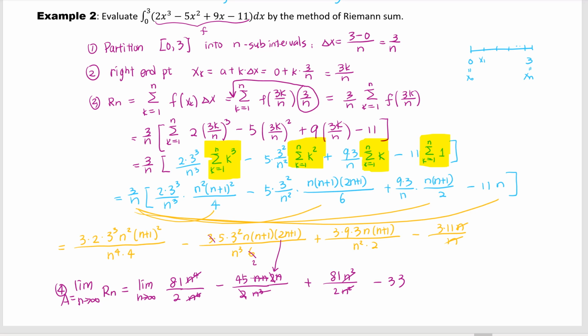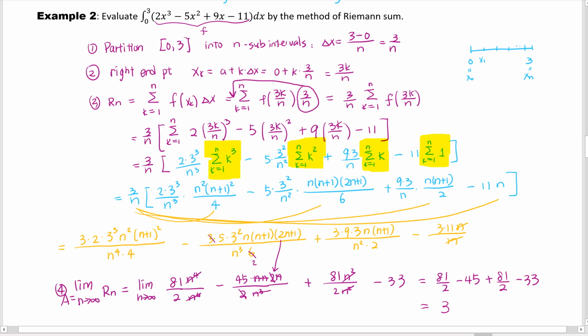Okay, now let's see what happened. We have 81 over 2 minus 45 plus 81 over 2 minus 33. Put this in our calculator. By the way, when these two add together, we just get 81 because there are 2 copies of that. So 81 minus 45, and then minus 33. The answer is 3. So 3 is our final answer. Okay, so far so good. Do you get the same answer?